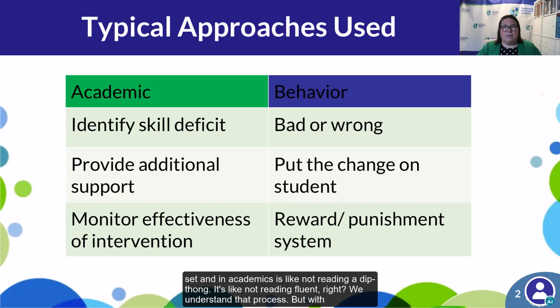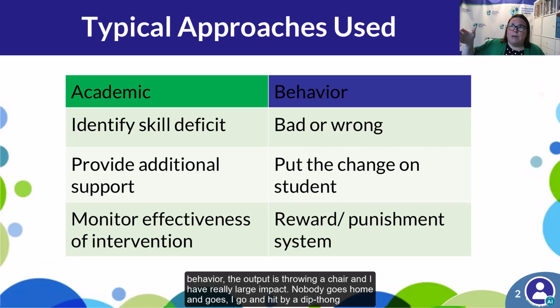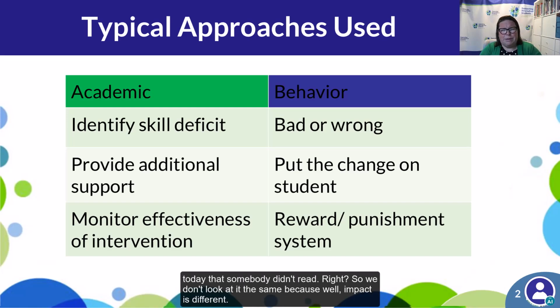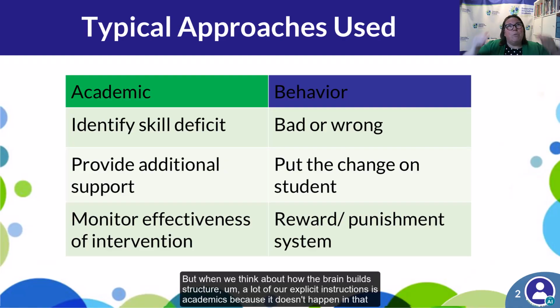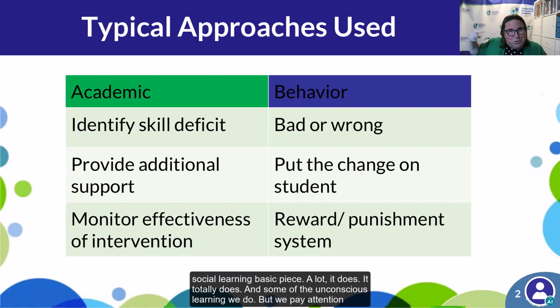We understand that process. But with behavior, the output is throwing a chair. It might have a really large impact. Nobody goes home and says, I got hit by a diphthong today that somebody didn't read, right? So we don't look at it the same because, well, impact is different. But when we think about how the brain builds structure, a lot of our explicit instruction is in academics, because it doesn't happen in that social learning basic piece a lot. It does. It totally does in some of the unconscious learning we do.